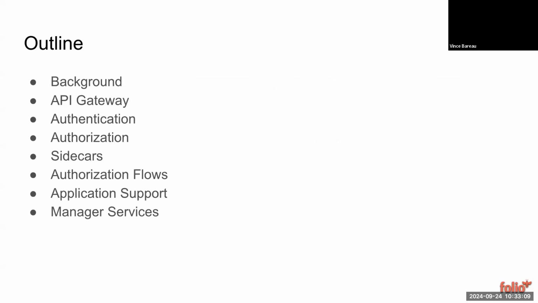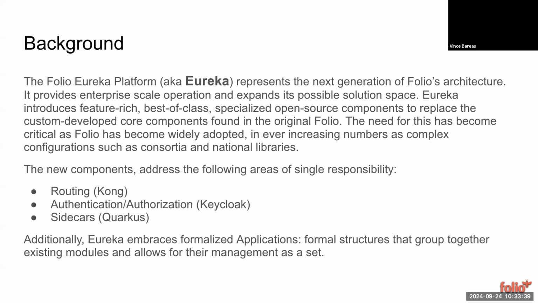I'll give you a bit of background on Eureka, generally what it is, how we got here, and then describe some of its key functionalities. In particular, it's an API gateway. It does a whole bunch of things with regards to authentication, authorization, including sidecars. It introduces application support to Folio. This is application formalization, the first steps of it. And it also provides a number of manager services that help manage the platform and in particular things related to the above.